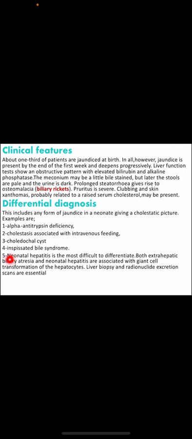And the fifth differential diagnosis is neonatal hepatitis, which is the most difficult one to differentiate from extrahepatic biliary atresia, because both extrahepatic biliary atresia and neonatal hepatitis are associated with giant cell transformation of the hepatocytes, and the only way to differentiate both is by taking a liver biopsy.